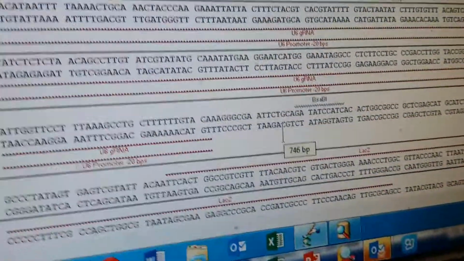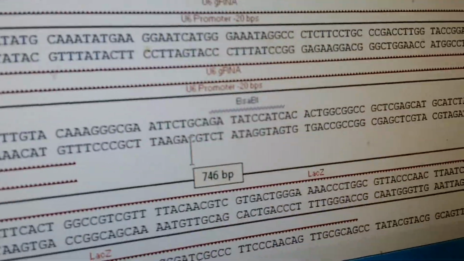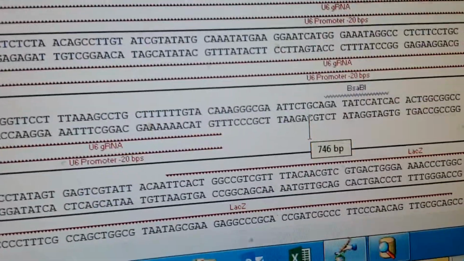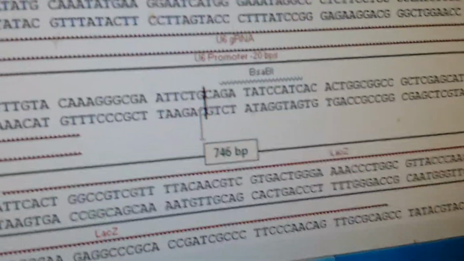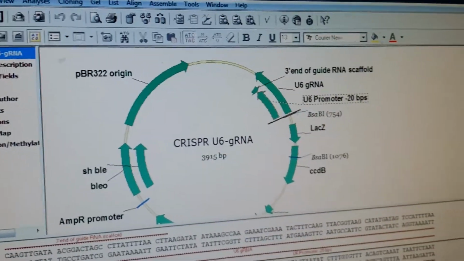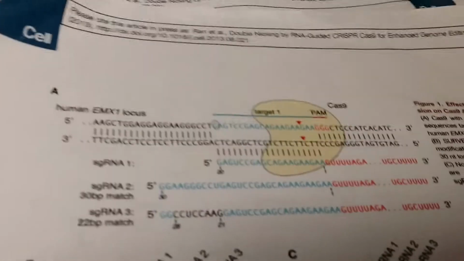Oh, there's a protocol online. There's a very detailed protocol from Addgene. You buy this, and they tell you how much to synthesize, and then how to insert this. I think I can find the protocol.